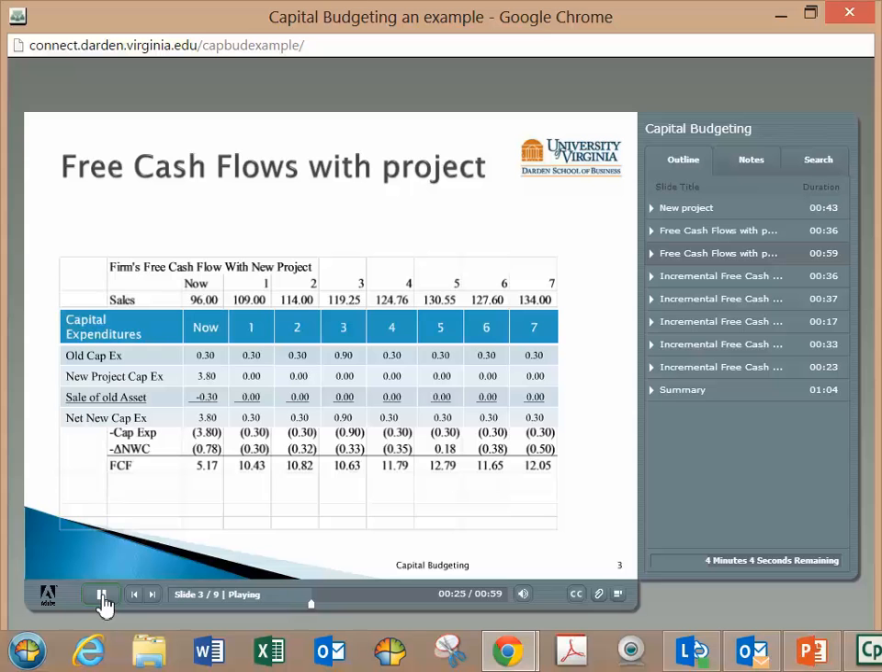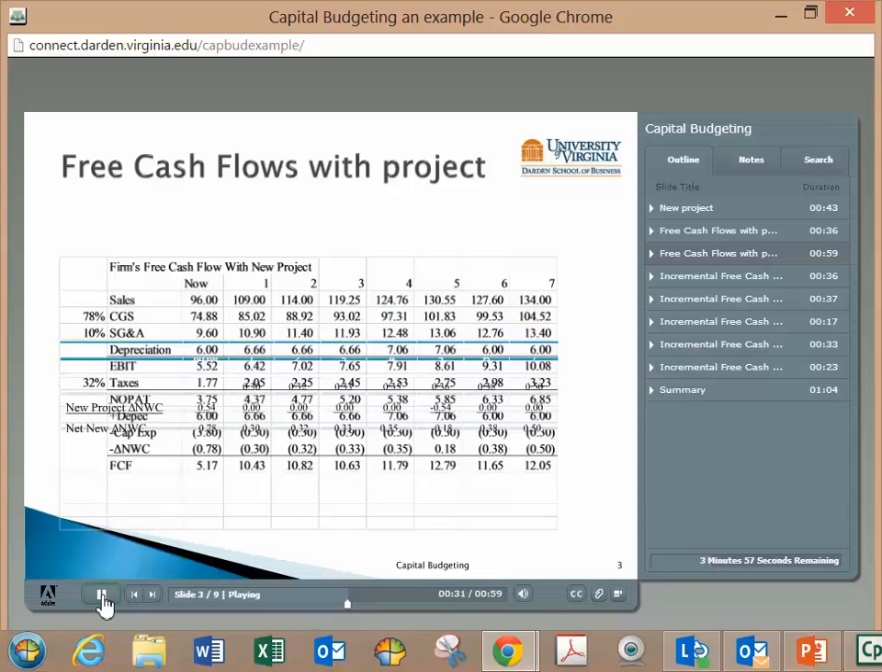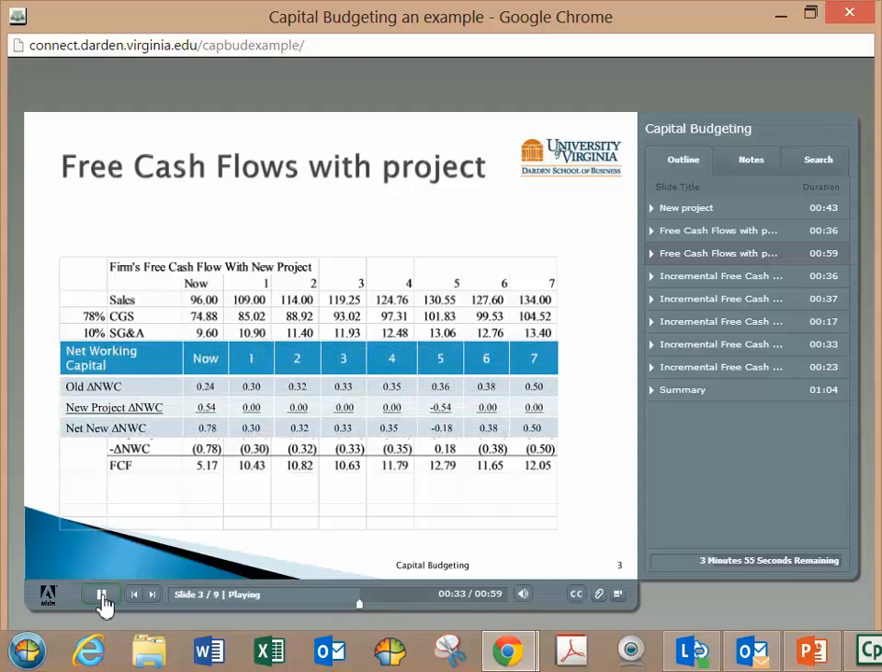The final item is net working capital. Once again, we start with the old net working capital. In the now column, we need to add the net working capital needed to support the $9 million net increase in sales. The net working capital is 6% of $9 million, or 0.54. Since net new sales remain constant, there's no further increase in net working capital. In year 5, the project ends and we recapture the 0.54 in net working capital for the $9 million in new sales. The bottom line is the total free cash flow for the firm with the new project.